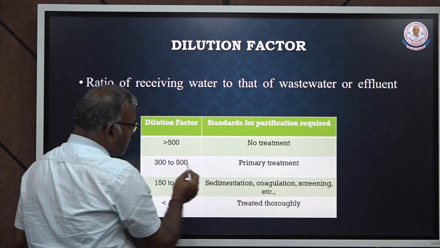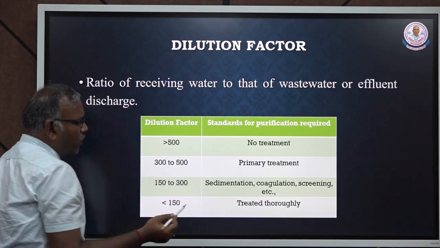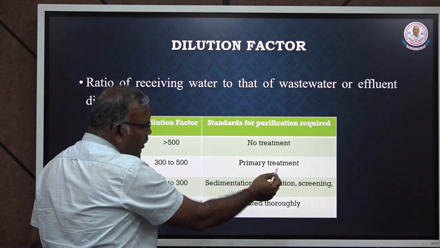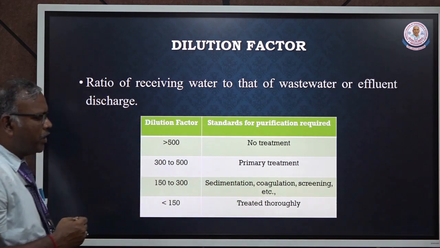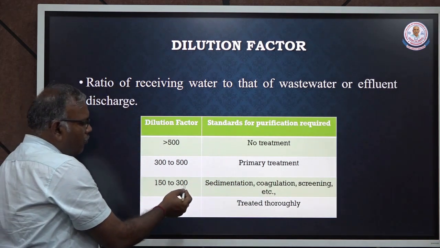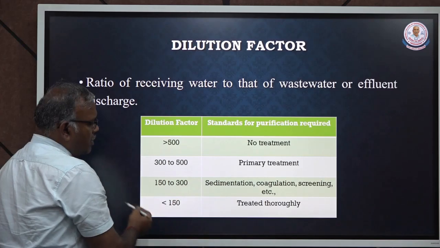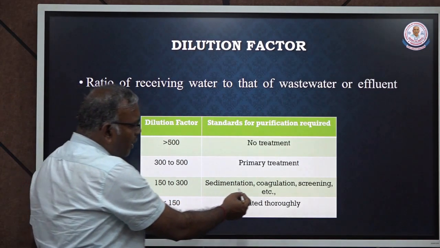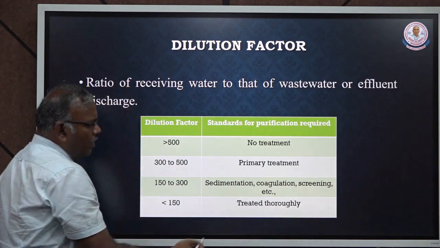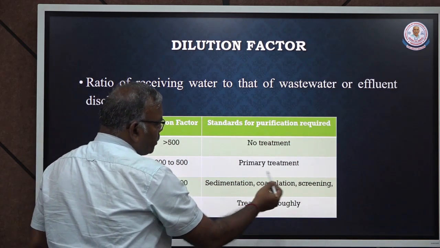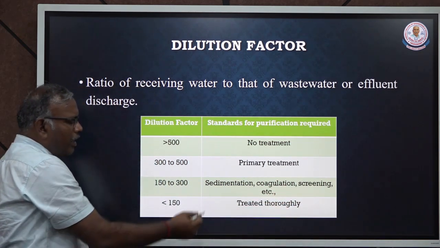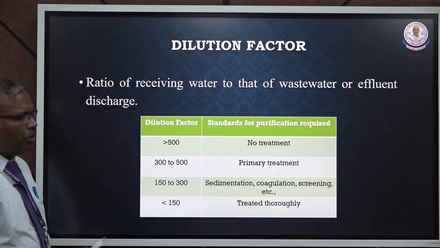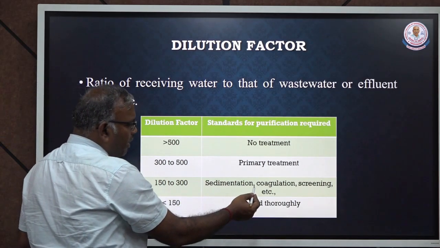It ensures that there is a sufficient amount of water available to dilute the sewage. Next, if the dilution factor is between 300 to 500, I need to treat the sewage by primary treatment, followed by, if the dilution factor is in the range of 150 to 300, I need to treat either by coagulation, sedimentation, so that floating substances and other suspended impurities can be minimized.